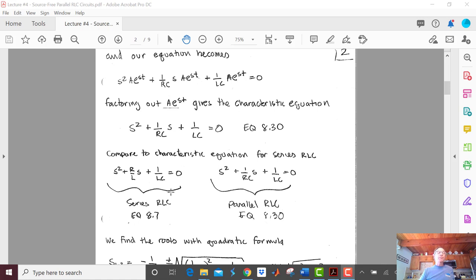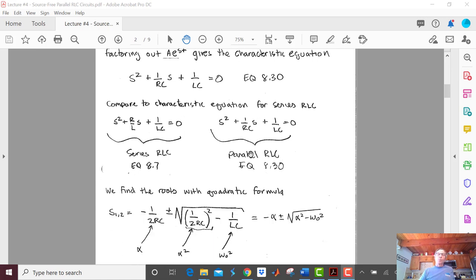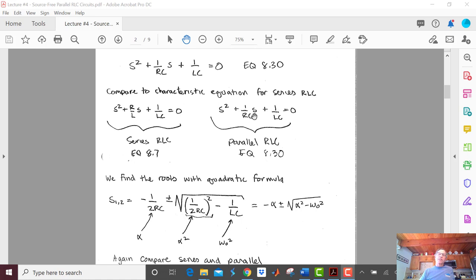So you have to be really, really careful about that when you do quizzes with series and parallel RLC. Or in other words, you have to be able to look at the circuit and figure out the topology. It may not be super obvious, but you'll have to go, oh, that's a parallel RLC circuit. So this is the characteristic equation I want to use. And let's look at how we use this equation. We're going to take our parallel RLC equation and find the roots with the quadratic formula.